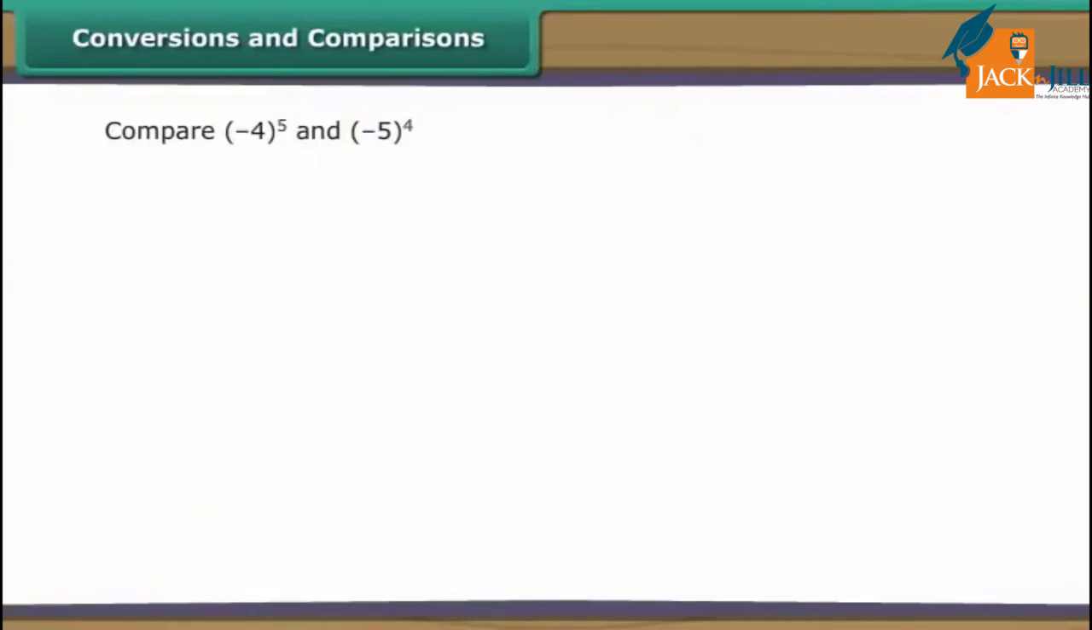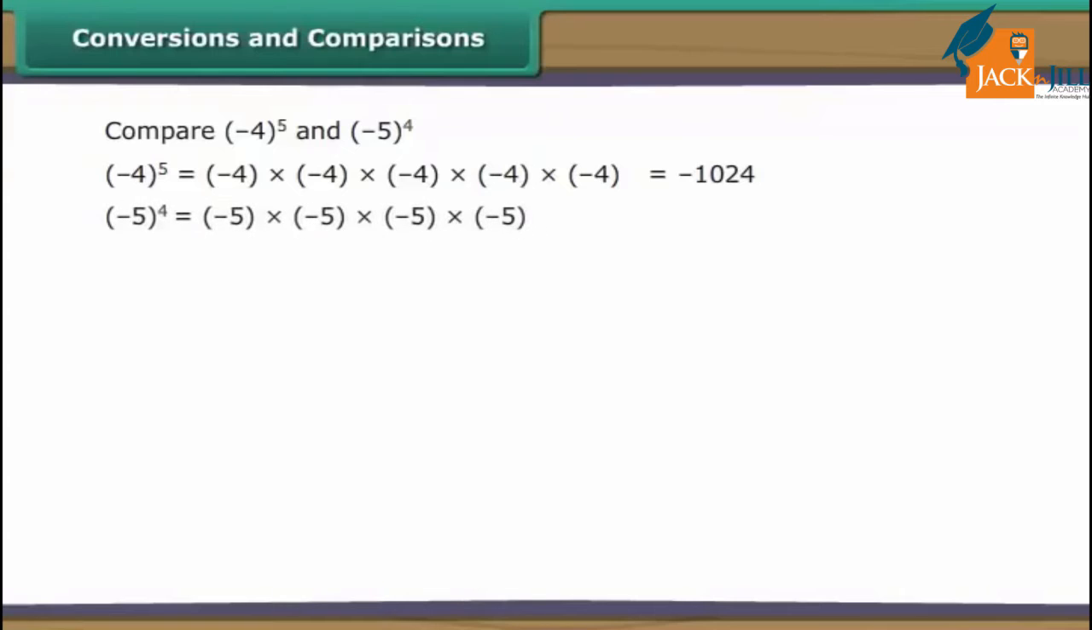Let us now compare minus 4 raised to the power 5 and minus 5 raised to the power 4. Minus 4 raised to the power 5 is equal to minus 4 into minus 4 into minus 4 into minus 4 into minus 4, that is equal to minus 1024. Minus 5 raised to the power 4 is equal to minus 5 into minus 5 into minus 5 into minus 5. That is equal to minus 625. Minus 1024 is smaller than minus 625. Therefore, minus 4 raised to the power 5 is smaller than minus 5 raised to the power 4.